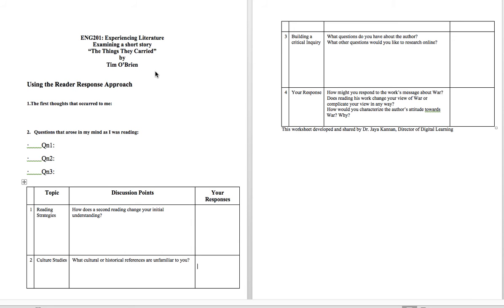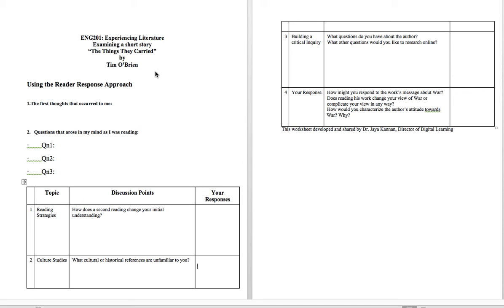This worksheet has been developed to introduce you to the reader response theory of understanding literature, which we'll use throughout the semester. I'll navigate this worksheet to give you an idea of what I'll be looking for, but first I'll explain what reader response theory is. Reader response theory is based on the idea that the relationship between a text and a reader is a transactional one, meaning there's a give and take between the two.